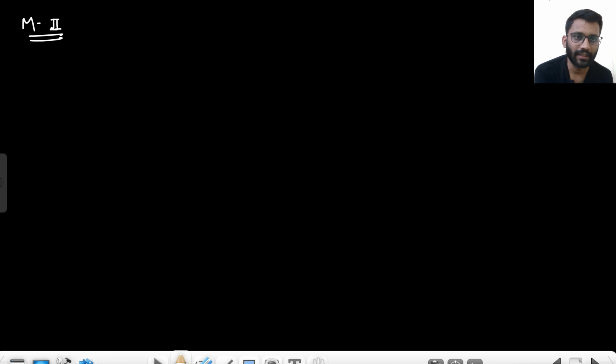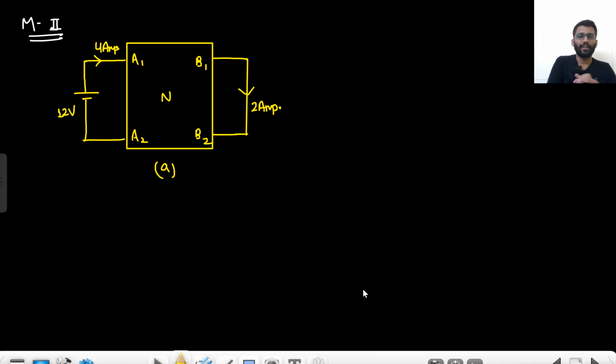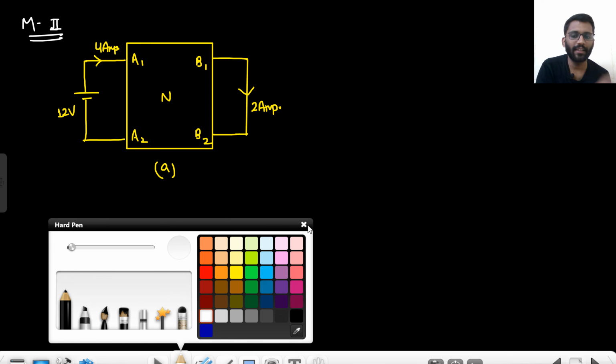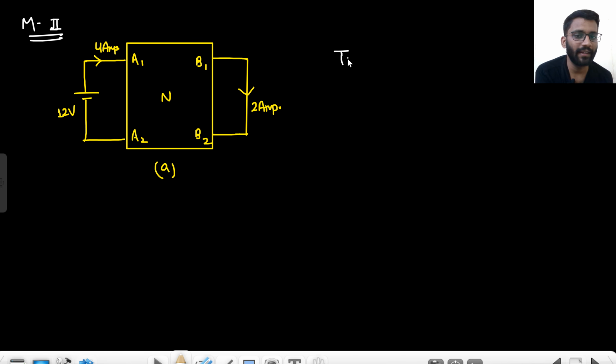I will just copy the circuit. So this is our circuit. Forget about what the question was. If this circuit is given to you, can you think of network N? Try thinking of network N. Any network you make, these conditions would be satisfied.